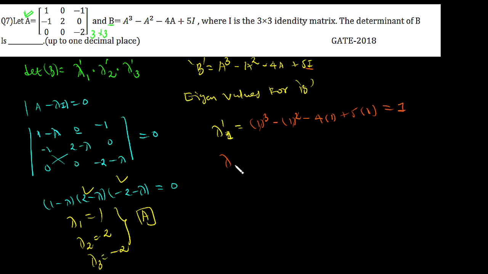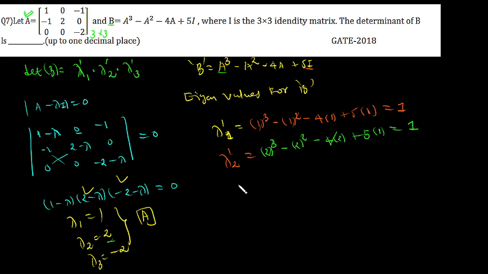Now let's find the second eigenvalue, lambda 2 dash. Again, let's put 2 in place of matrix A in this equation. So I can say 2 cube minus 2 square minus 4 times 2 plus 5 times 1, because we have to replace the identity matrix with 1 as it has eigenvalue 1. Here 8 cancels with 8, and again 5 minus 4, we are getting plus 1.